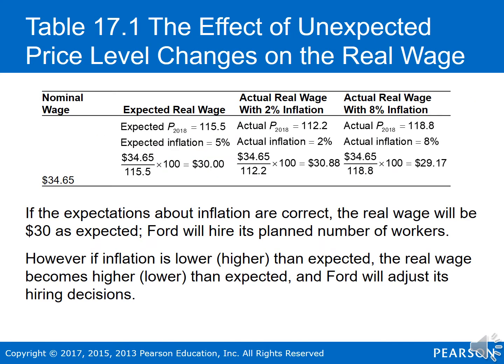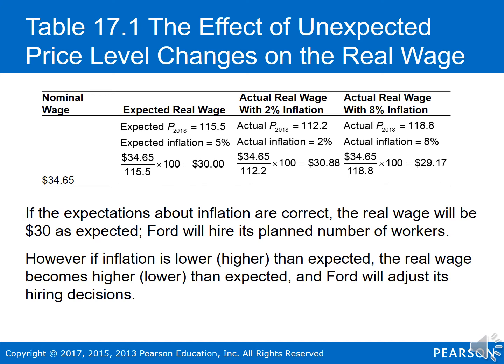Now there's a lot of numbers on this table above, but it highlights what can happen if both the firm, Ford, and the United Auto Workers, the union, don't anticipate inflation correctly. So with the anticipated inflation rate of 5%, that $34.65 per hour wage comes out to $30 in real wages when you account for the change in the inflation rate.